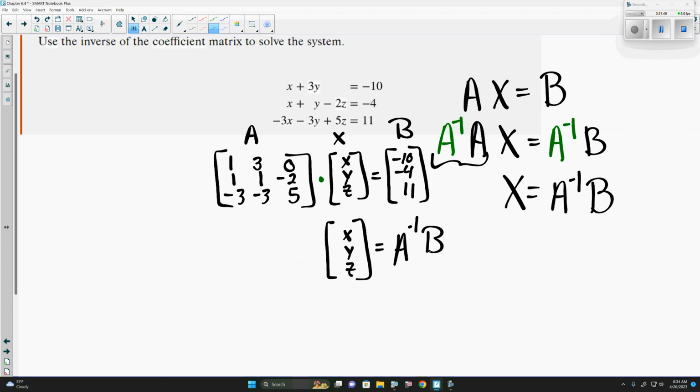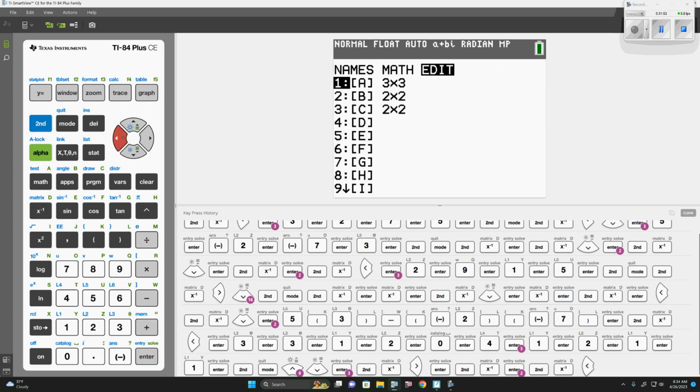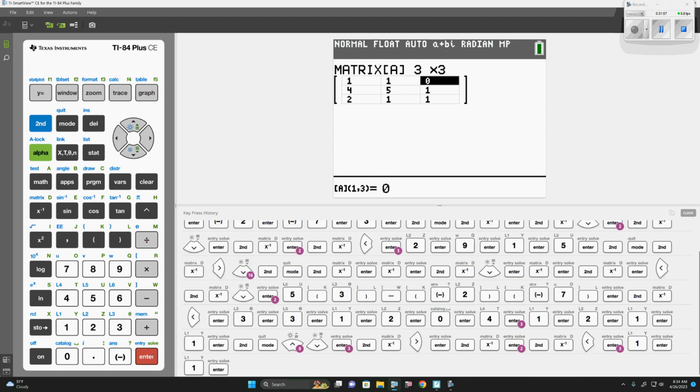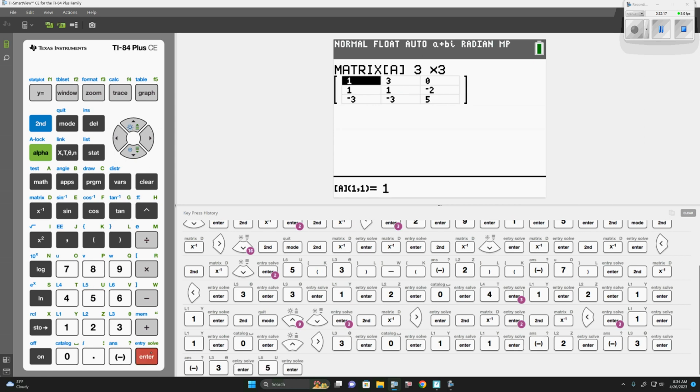Well, I'm going to just use the calculator. Say second matrix, edit, 3 by 3. Because I think it's 1, 1, 0, 1, 3, 0. There we go. And then we go 1, 1, negative 2. Thank you. I made that go a little bit faster.